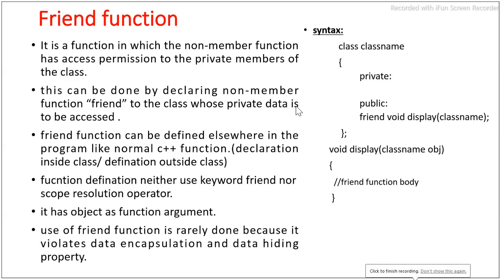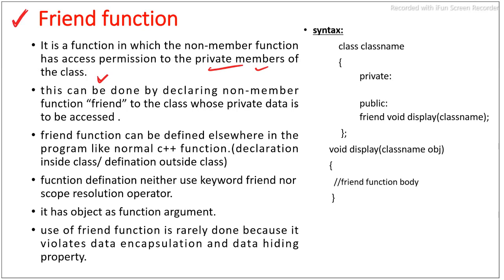In this lecture of object-oriented programming with C++, today we are going to discuss a very important topic of object-oriented concept, that is friend function. Basically it is a non-member function that has access permission to the private members of a class. We know that outside functions are not able to access our private data members, but a friend function has the facility to access the private members of a class also.